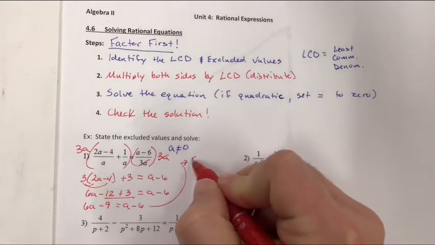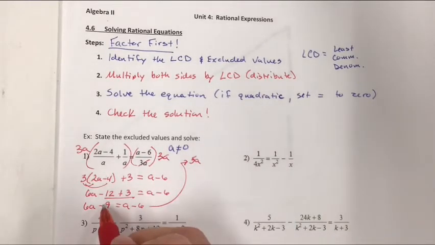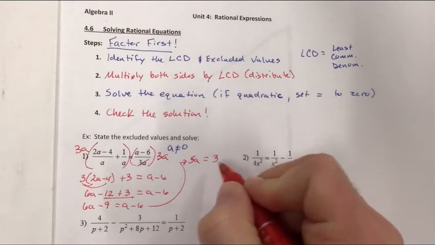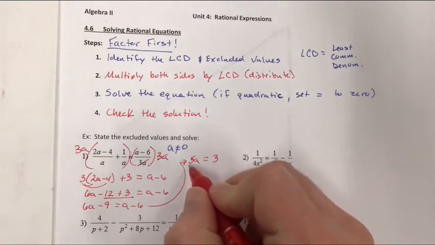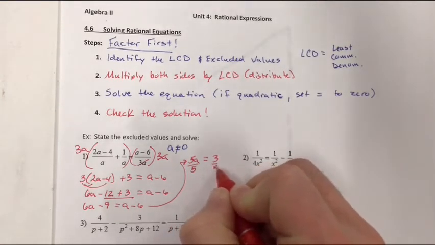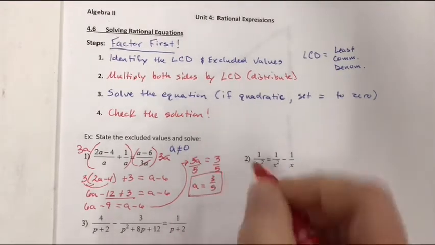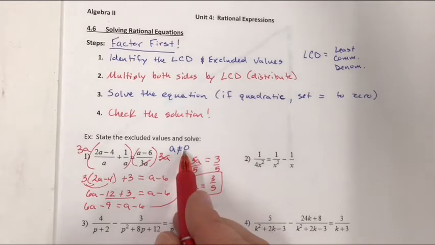6a minus a is 5a. And then I'm going to add 9 to both sides. When I add 9 to both sides, we get 3. And then to finish solving, we divide by that 5. And so a ends up being 3/5.